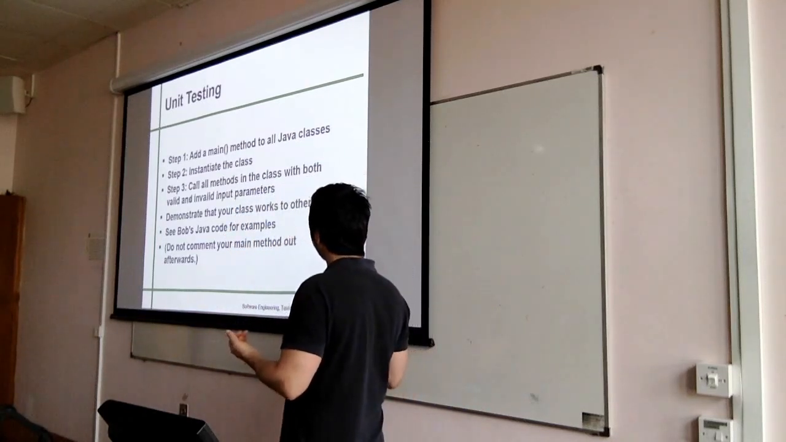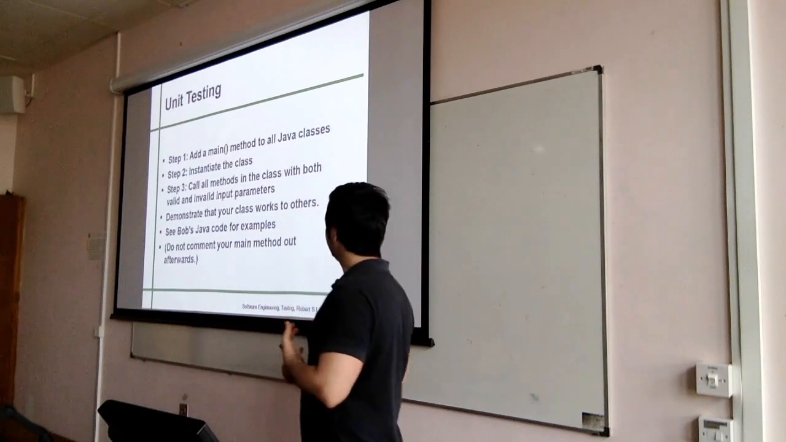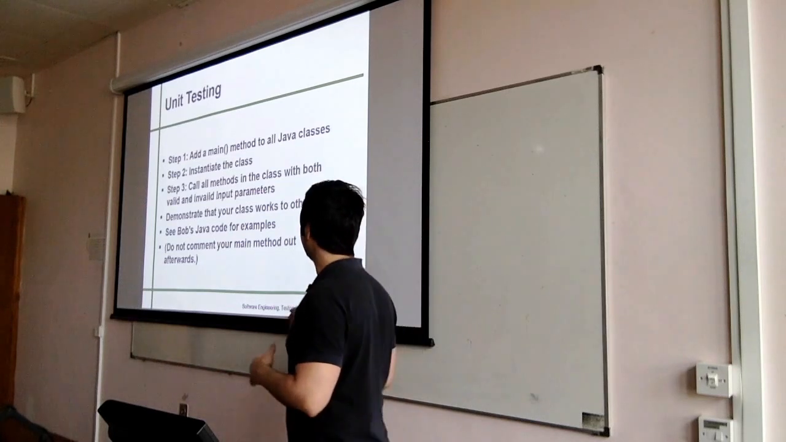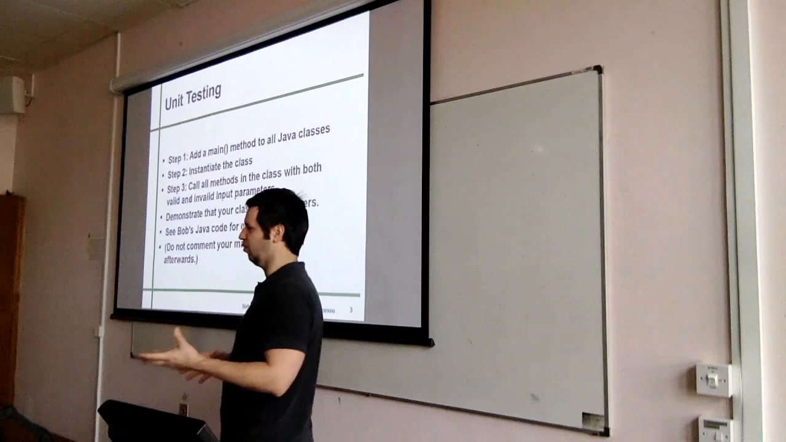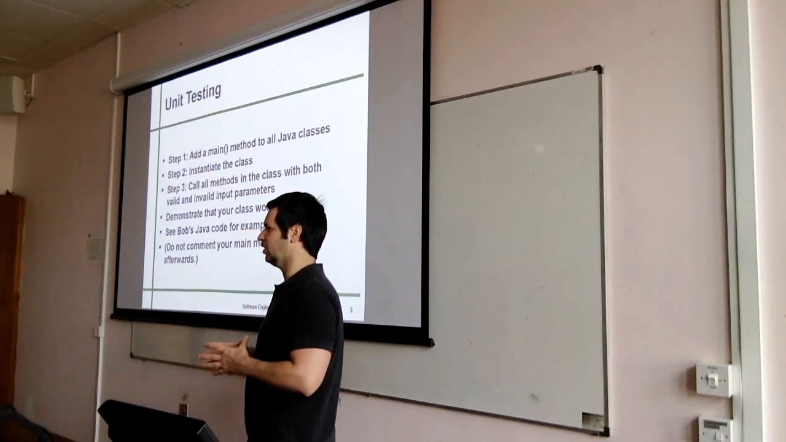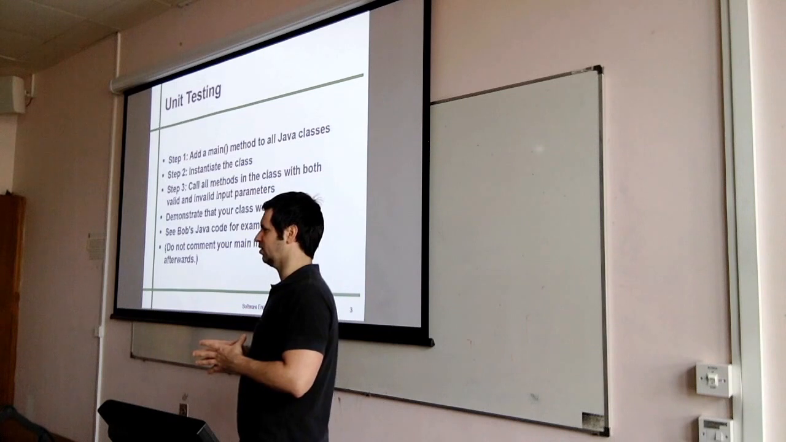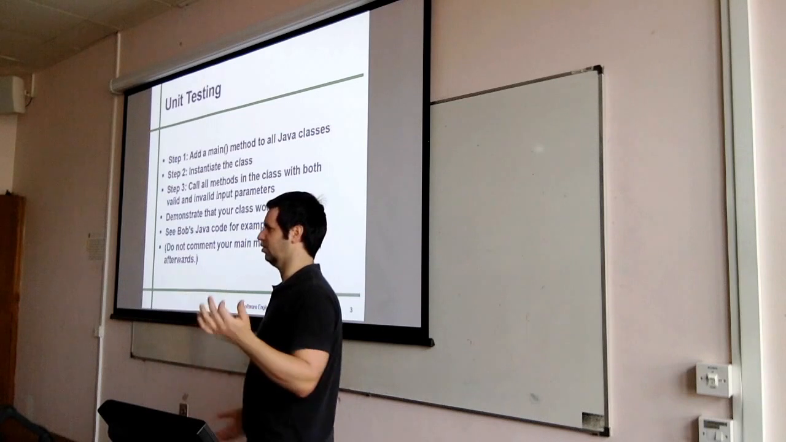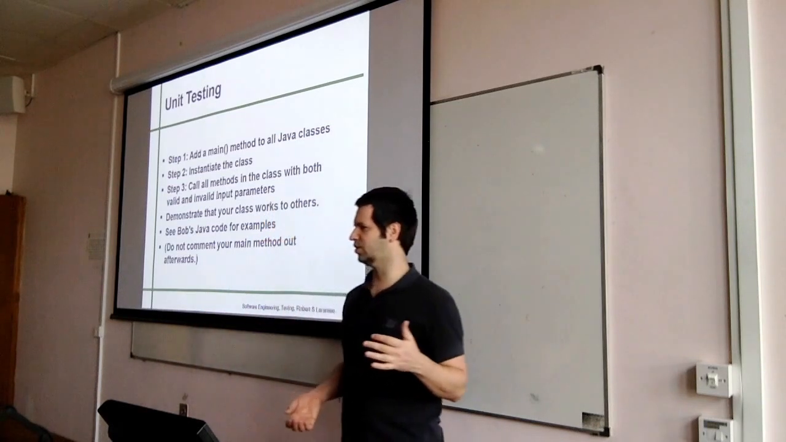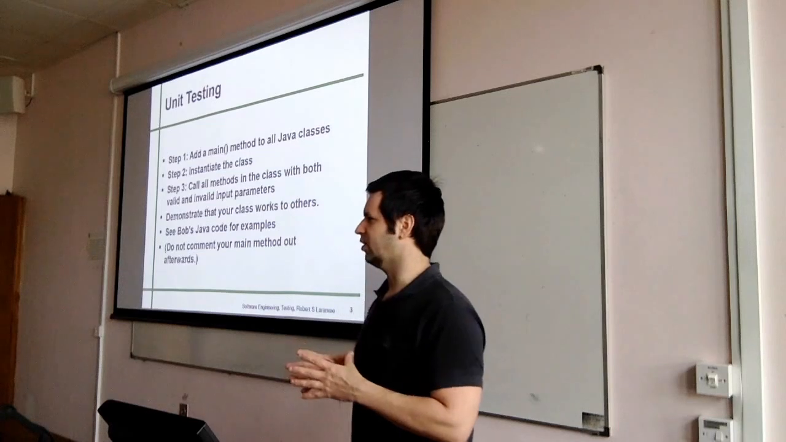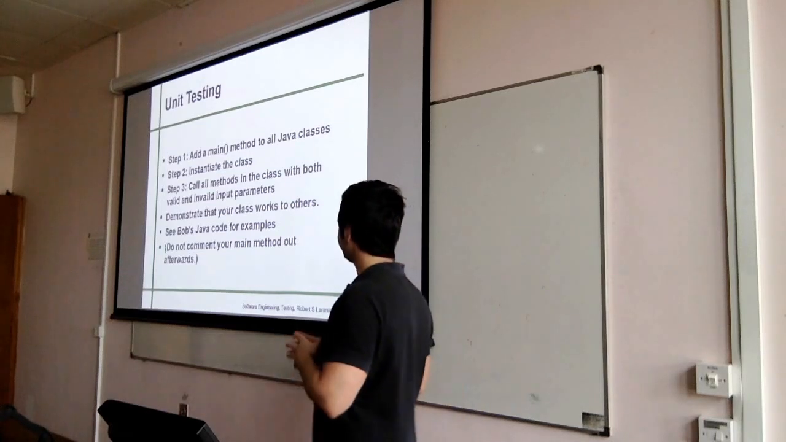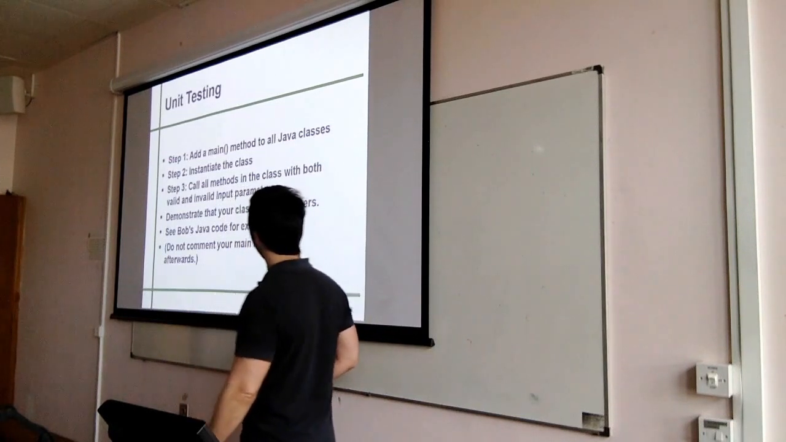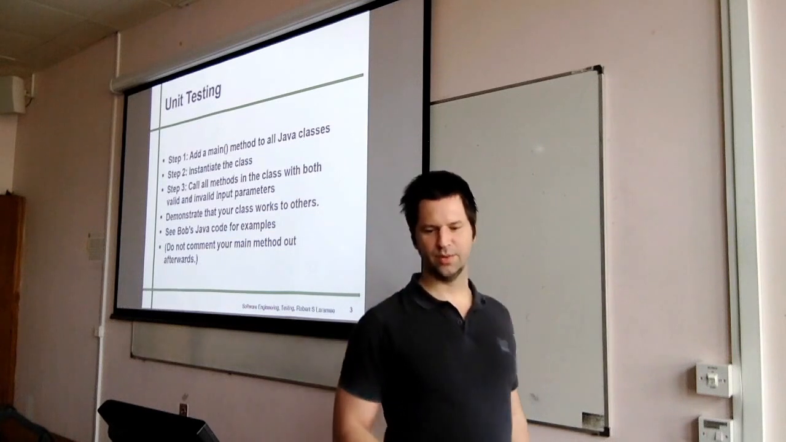Instantiate the class in your main method. Call all methods in your class with both valid and invalid input parameters. That's the basic idea. And demonstrate that your class works to the others. That's important for your group work. So you can use these unit tests and main methods to tell your colleagues, hey, my class works. I've got these unit tests to demonstrate that it actually works, to avoid any conflicts in your groups. Right? And today, we're going to look at a real world example, by the way.